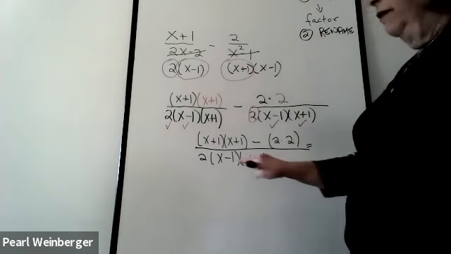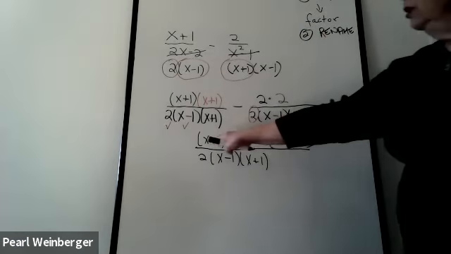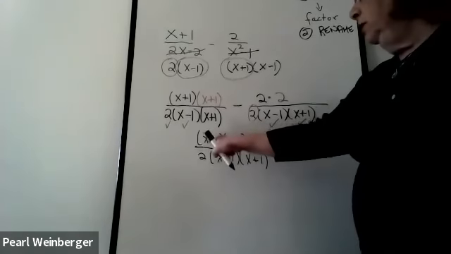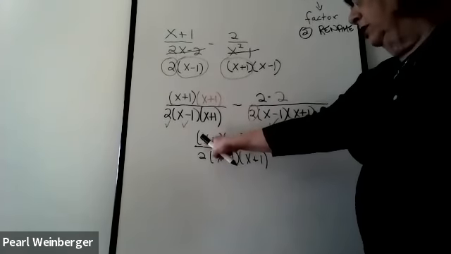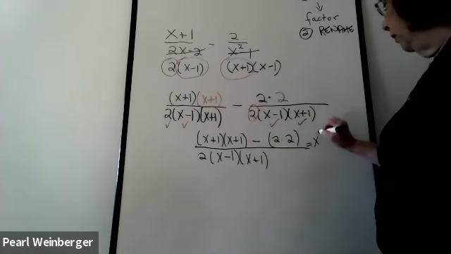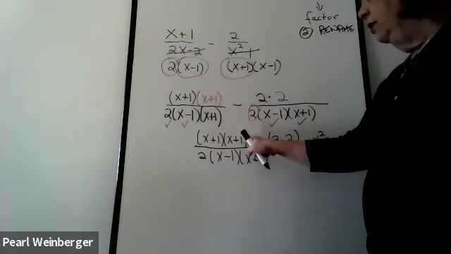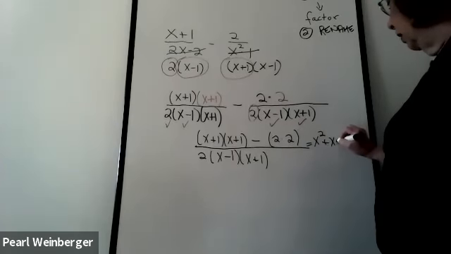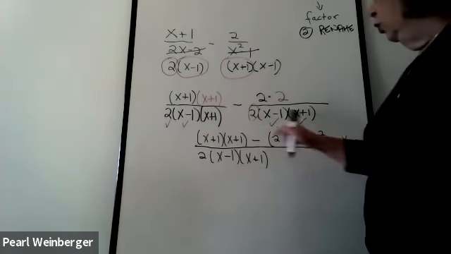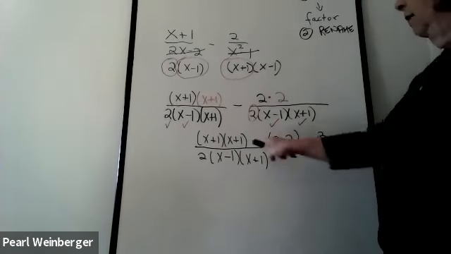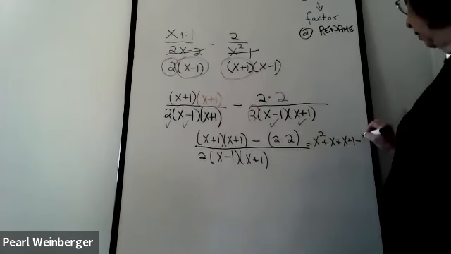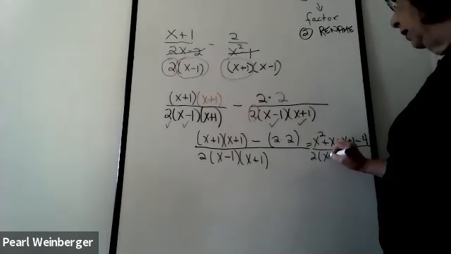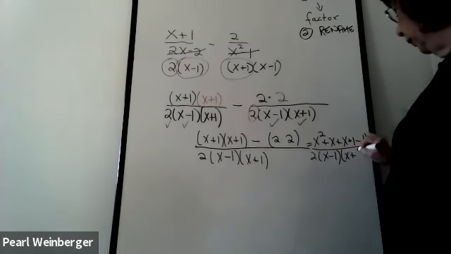Now this will involve a little bit of work because we have to do FOIL here. We have 2 binomials that we're multiplying. So multiplying my 2 binomials, x times x is x squared. Outer is x times 1, which is x. Inner is 1 times x, which is another x. And 1 times 1 is 1. Minus 2 times 2, so that's minus 4. And that's all over this 2, the x minus 1, and the x plus 1.